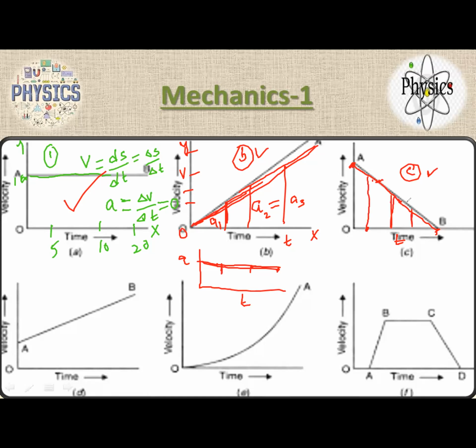Don't confuse it. Let us say I'll give the numbers: 30 meter per second here, 25, maybe here 20. Suppose here 5, 10, 15, 20 seconds. At 5 seconds, what is my velocity? 30. At 10 seconds, 25 meter per second. At 15 seconds, 20 meter per second. At 20 seconds, 0. So is it increasing or decreasing?